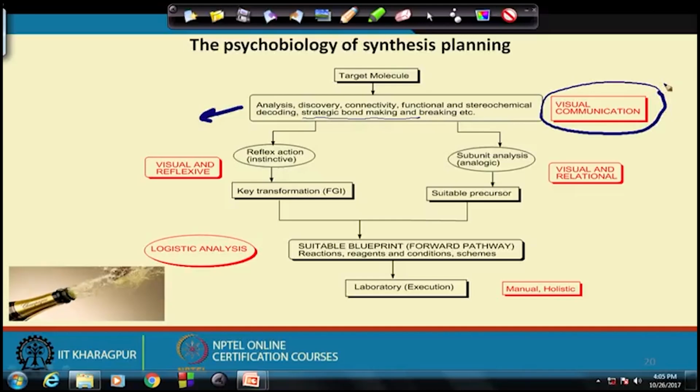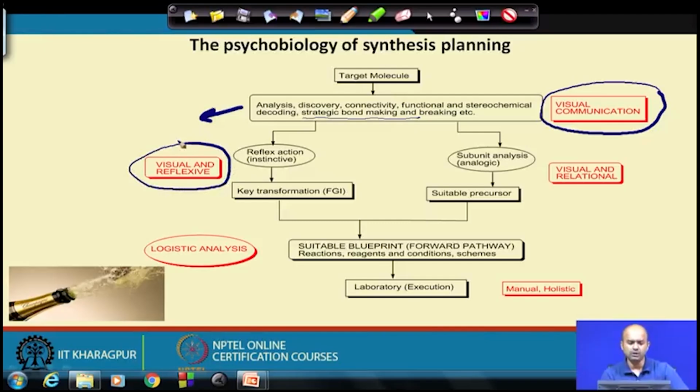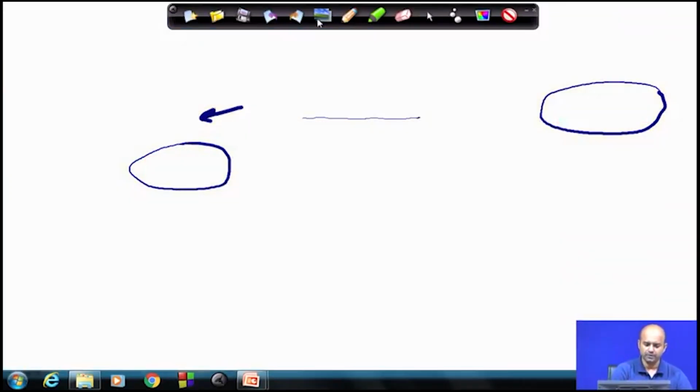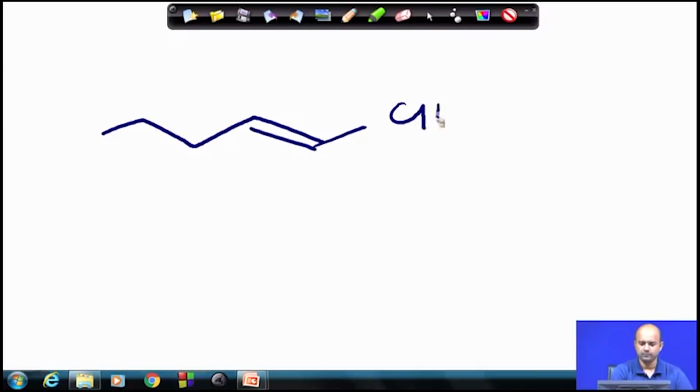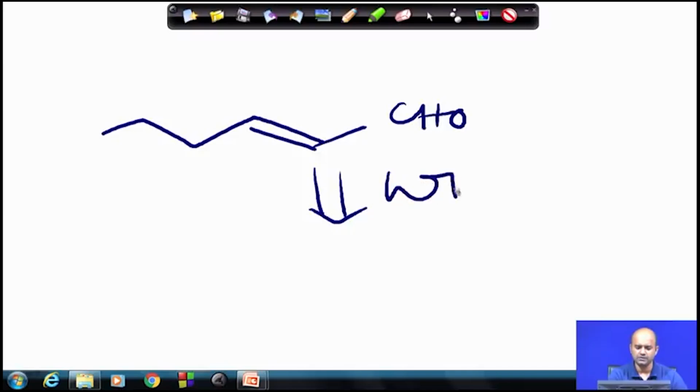You see a molecule, start a visual communication, and visual communication basically is a reflexive action. It is like a reflex action. You see the molecule, straight away you say okay, this is the molecule I want to make, and let us say I have given you a target molecule. Now, what does your visual instinct say? Okay, I can make this molecule by a Wittig reaction, that is fine, you can do it.